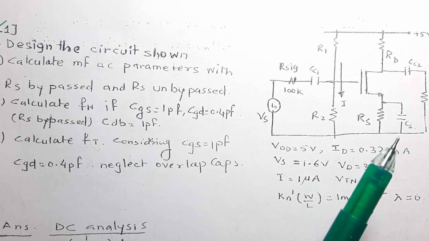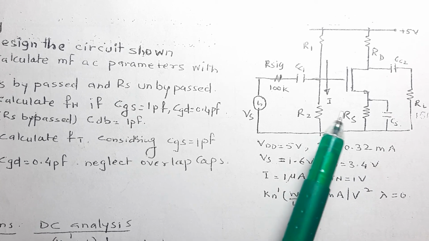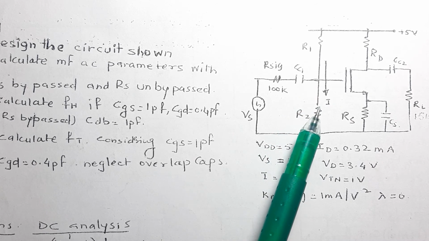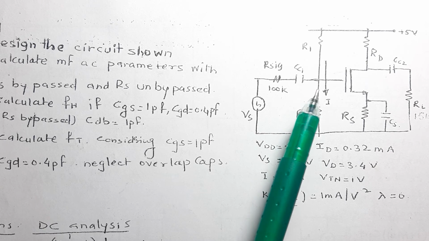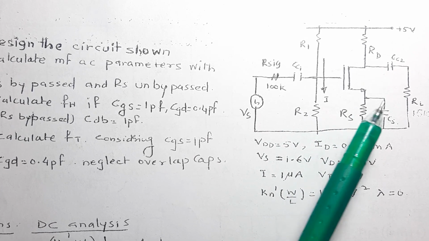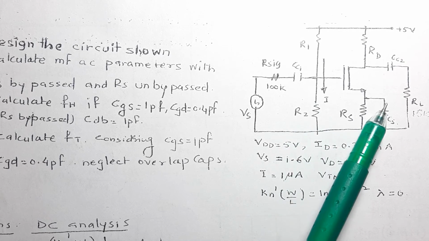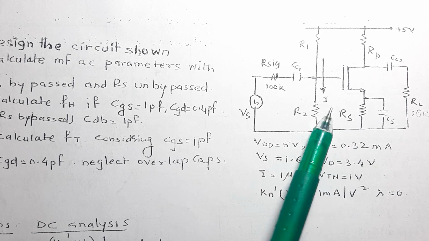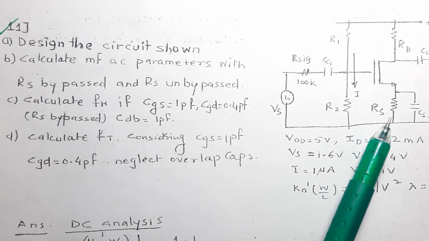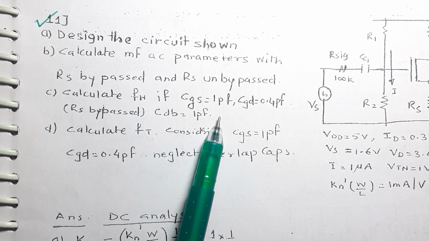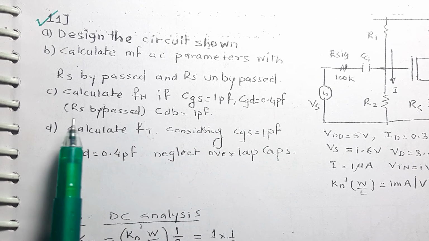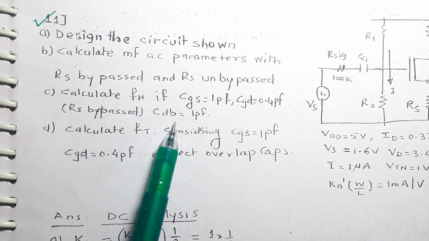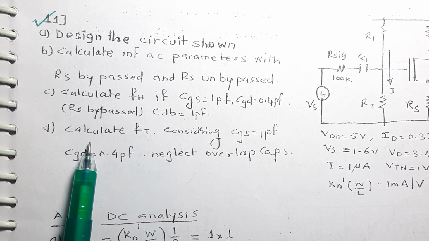Now over here, the diagram consists of a MOSFET, and we need to design the circuit shown. So we calculate the MF AC parameters with RS bypassed and RS unbypassed. We have two conditions over here. One is with RS bypassed, another one is with RS unbypassed. Calculate FH if your CGS is equal to 1 picofarad, that is being given to us over here. Your CGS is 1 picofarad, your CGD is 0.4 picofarad when your RS is bypassed, and your CDB is equal to 1 picofarad over here. We need to calculate FT.